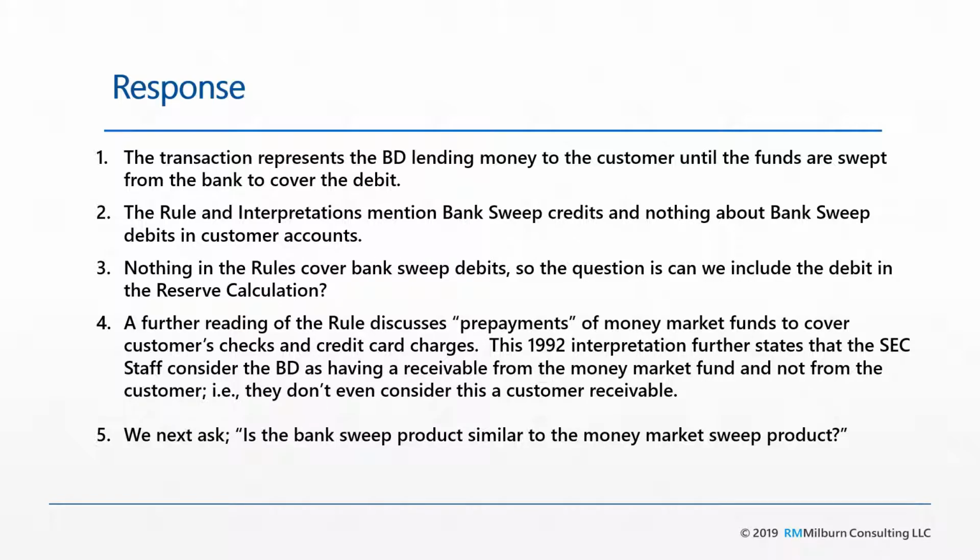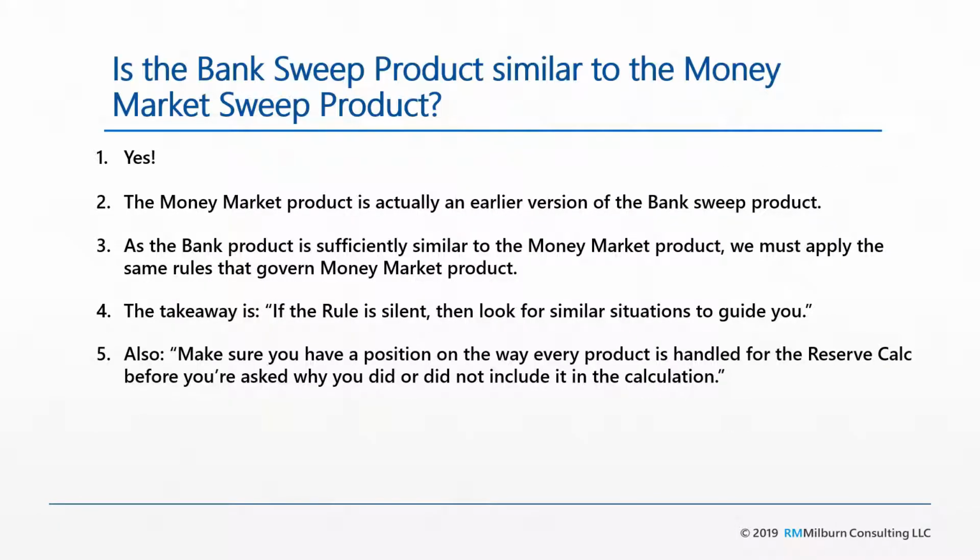So, our question now is the bank sweep product sufficiently similar to the money market sweep product that the firm should apply the 1992 staff interpretation to the bank sweep debits? The answer is yes. The money market sweep is an earlier version of the bank sweep product.